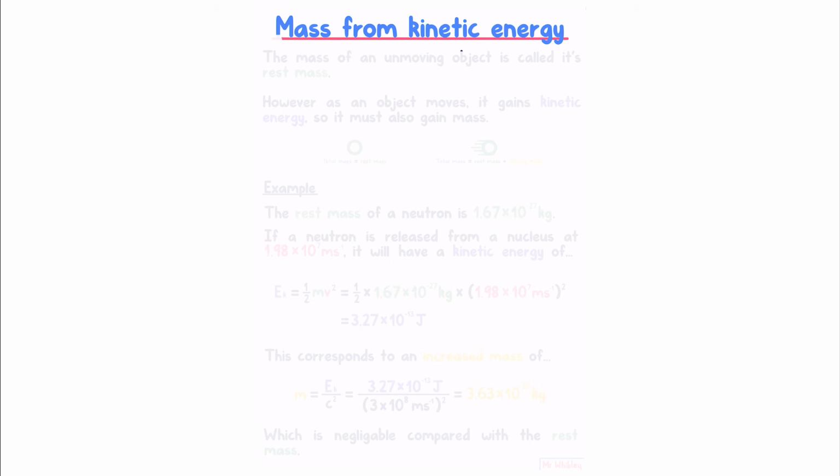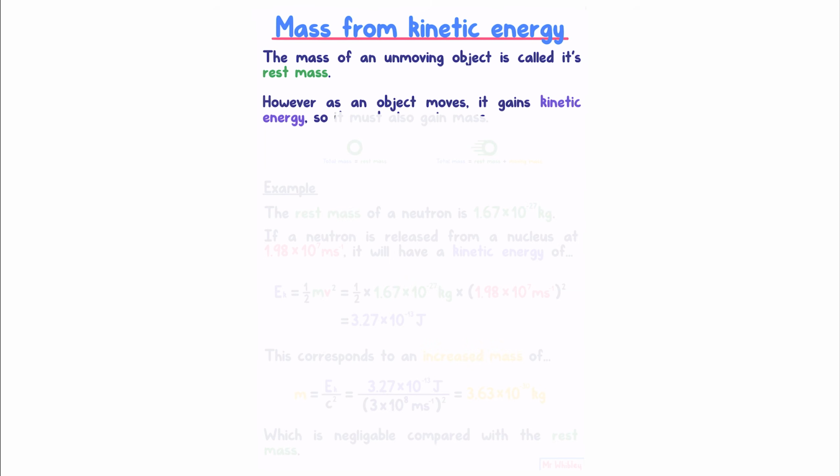Mass from kinetic energy. The mass of an unmoving object is called its rest mass. However, as an object moves, it gains kinetic energy, so it must also gain mass. And so if we have an object at rest, its total mass is just its rest mass. However, if this object is now moving, the total mass is now this rest mass plus its moving mass. Let's look at an example.